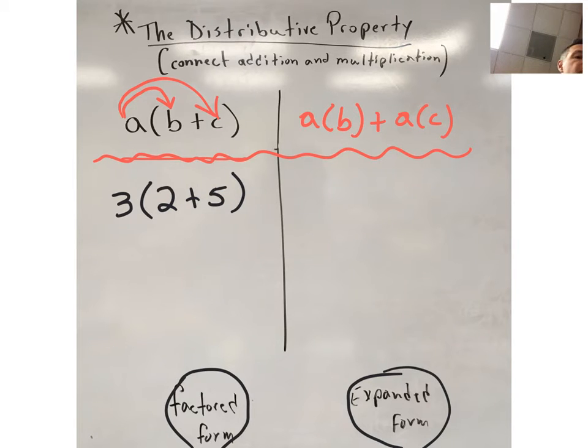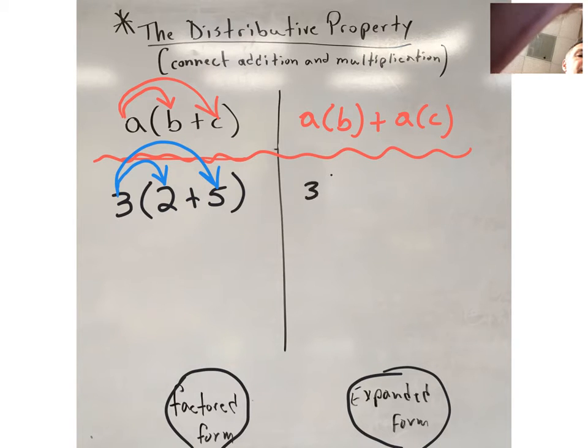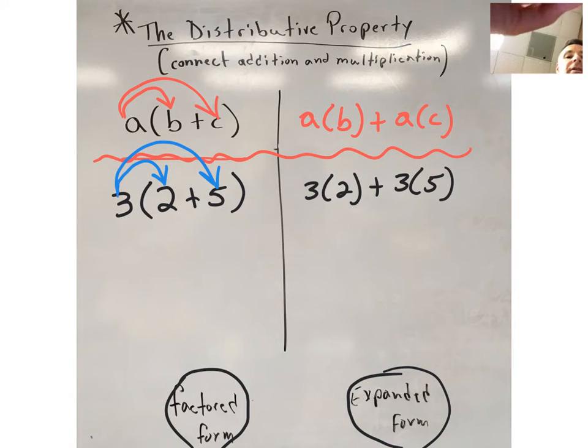Let me go ahead and use blue. So we're going to distribute 3 times 2 and 3 times 5. And we're going to write that next door here. We'll say 3 times 2 plus 3 times 5. So these two expressions are equivalent. So let's go further. Let's keep breaking these down.